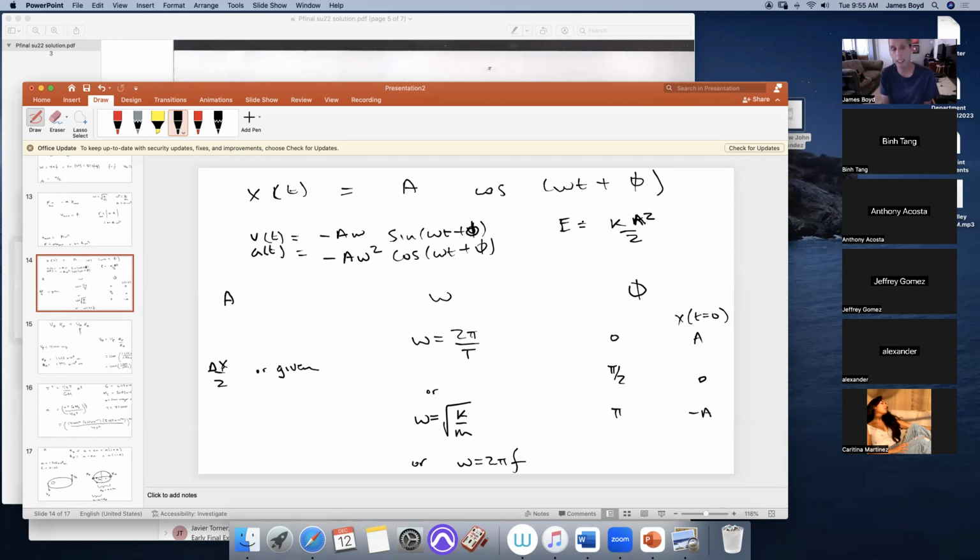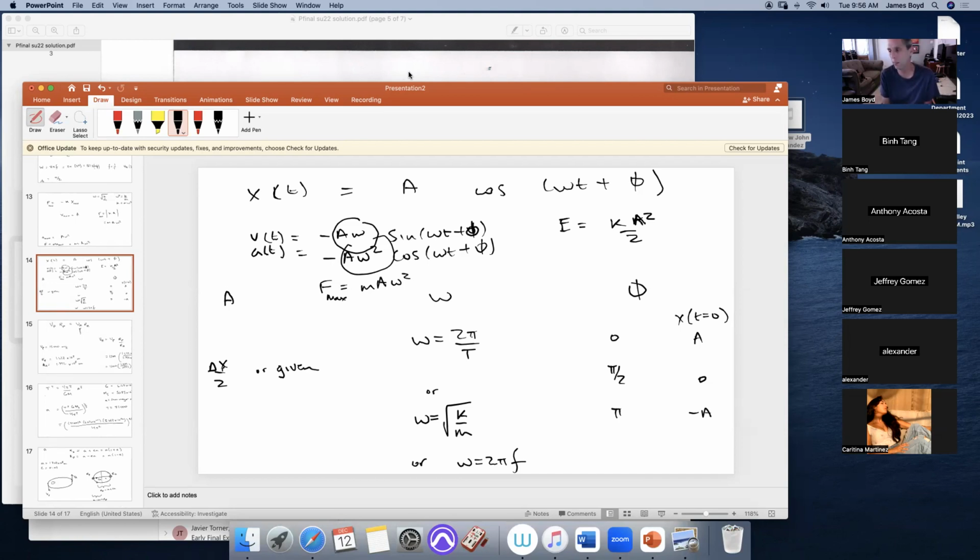And really, that's all there is to this. I could ask you for the maximum velocity. The maximum velocity is this. The maximum acceleration is this. The force maximum is m A omega squared. So it really just boils down to being able to figure out what your amplitude, your omega, and your phi is. If you're stuck and you can't find one of them, just tell me.